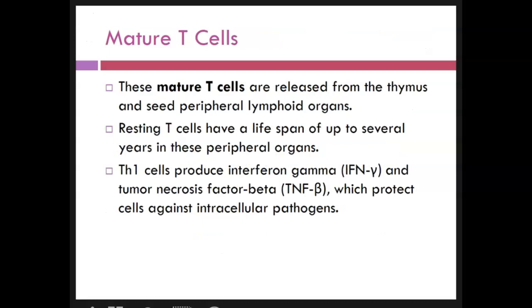These mature cells are released from the thymus, and they seed these secondary lymphoid organs. Resting T cells have a lifespan of up to several years in these peripheral organs, and certain T cells can produce things like interferon gamma or tumor necrosis factor, which protects cells against intracellular pathogens.